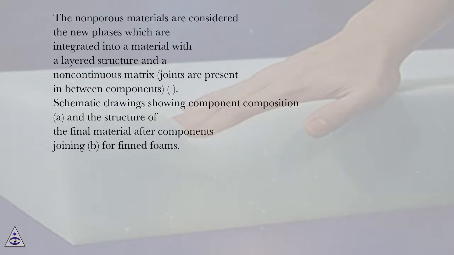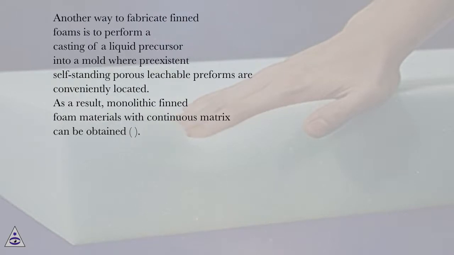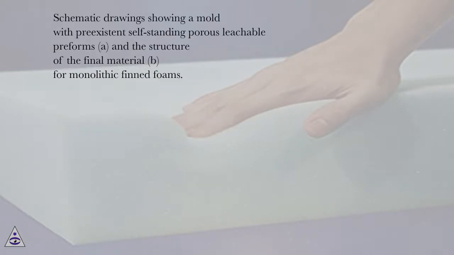Schematic drawings showing component composition, A, and the structure of the final material after components joining, B, for finned foams. Another way to fabricate finned foams is to perform a casting of a liquid precursor into a mold where pre-existent self-standing porous leachable preforms are conveniently located. As a result, monolithic finned foam materials with continuous matrix can be obtained.